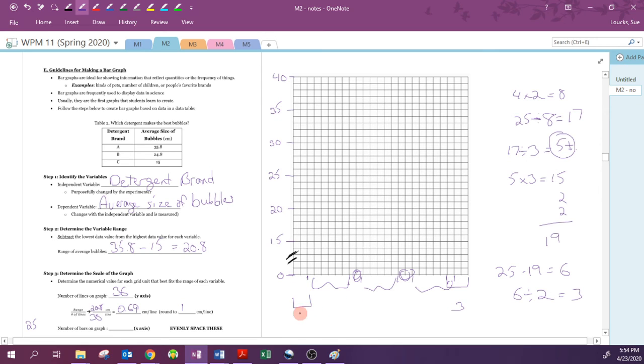So here's what I'm going to have. I'm going to have 3 here and 3 here. I'm going to have 5 for my bar, 2 for my space, 5 for my bar, 2 for my space, and 5 for my bar, and then 3 at the end again. And that will add up to 25.